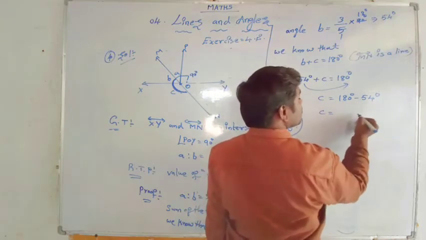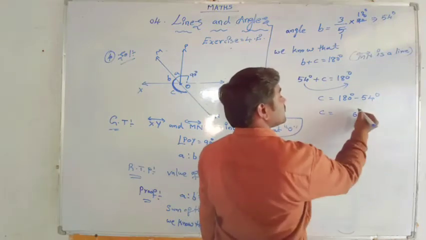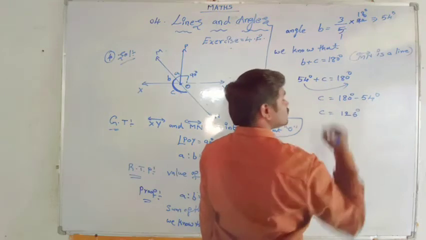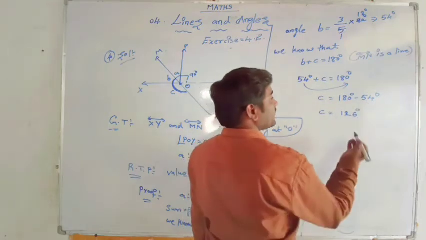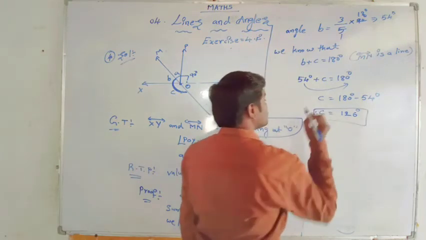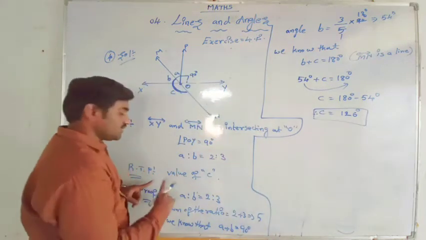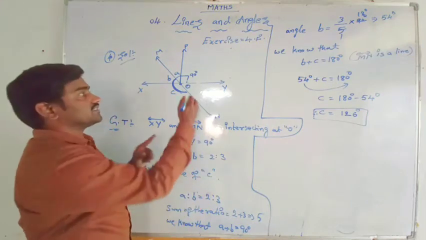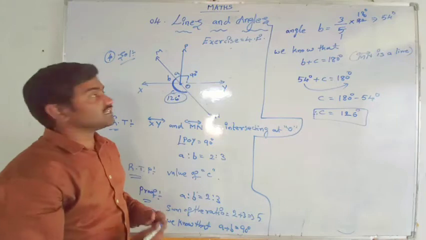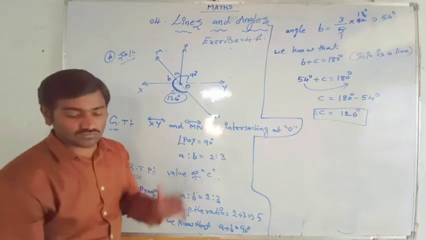Here 10 minus 4 is 6. Then here 17 minus 5 is 12. So 126 degrees. This will be the C value. Hence we need to find out the value of C. The angle C is 126 degrees. In this way we can complete this fourth answer.